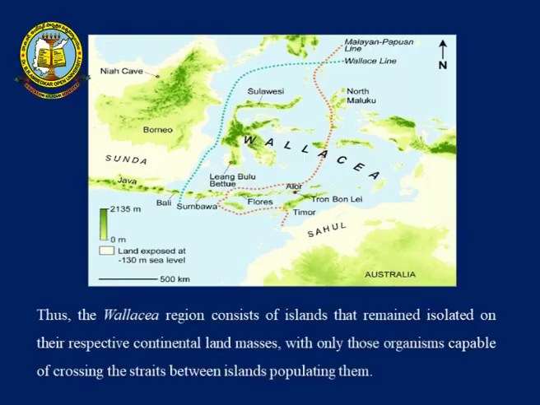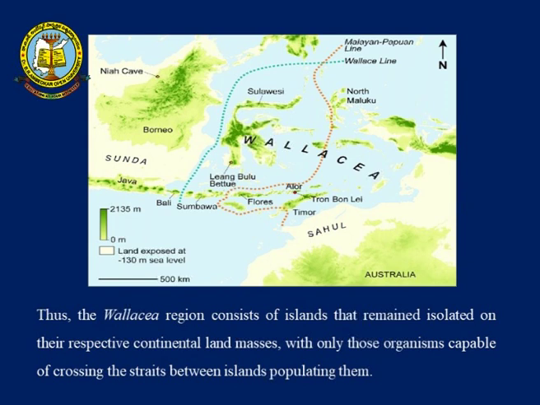When there is an ocean barrier, you cannot expect the animals to move from one area to another because of the deep sea oceans, and even if they had, they must have got extinct in that water. So, this barrier kept these two continents separated, and hence the difference in the fauna and the flora of these two continents. Thus, the Wallacea region consists of islands that remain isolated on their respective continental land, with only those organisms capable of crossing the straits between islands populating them.